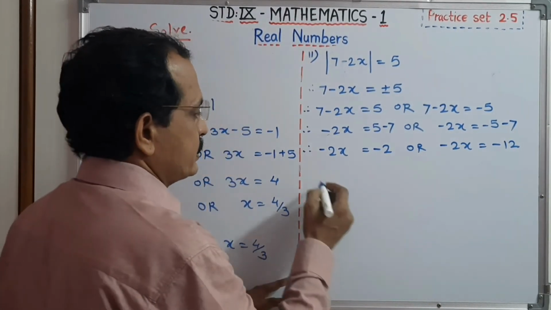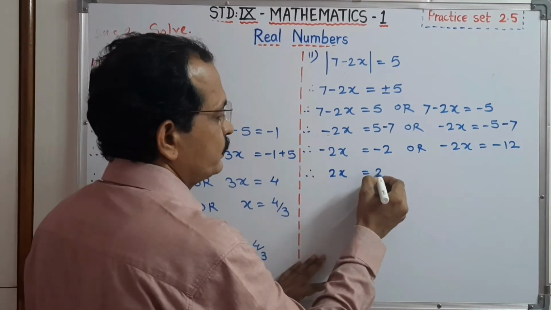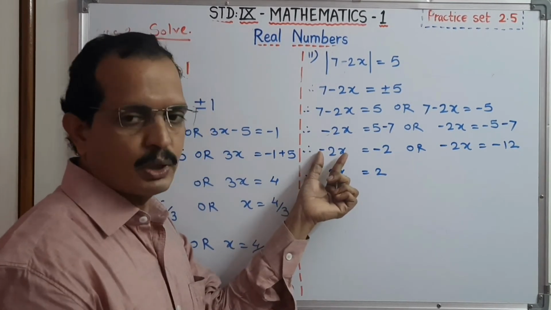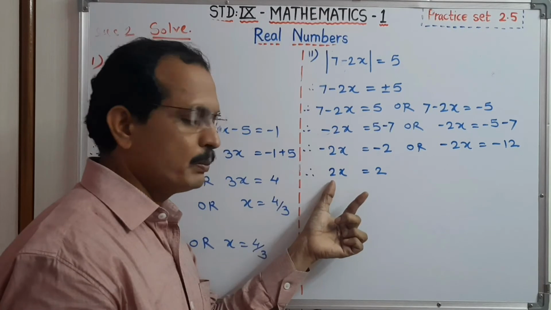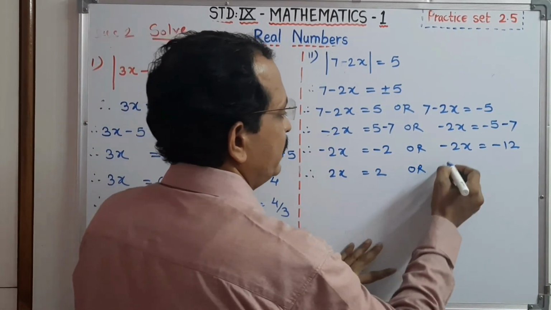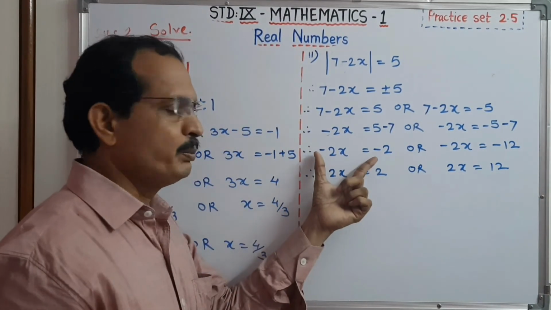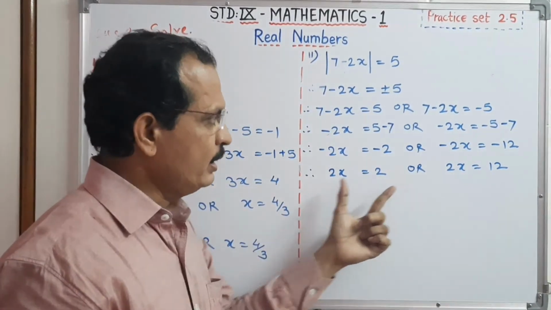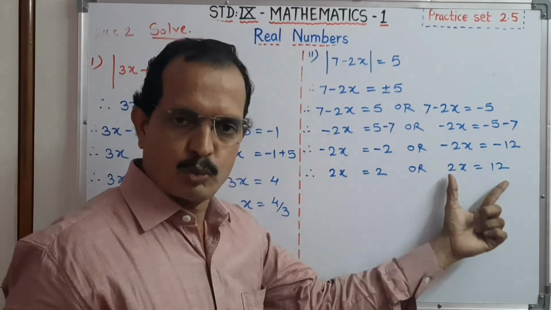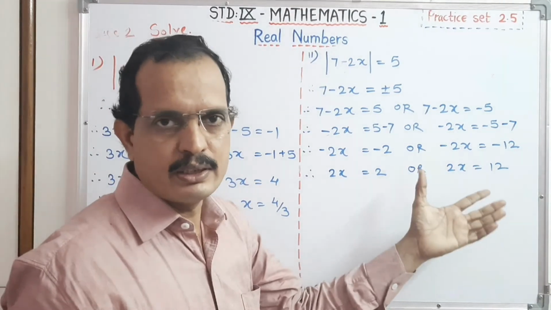We have to do the addition. Now see here, multiply with minus 2, multiply with minus 1. This minus 2x will become plus 2x, minus 2 becomes plus 2. Or, here it is 2x is equal to 12. Same thing, we multiply with minus 1 on both sides. When we multiply with minus 1, only the sign will get changed.